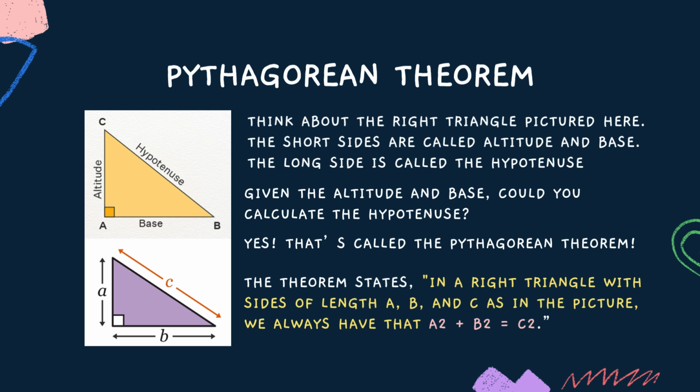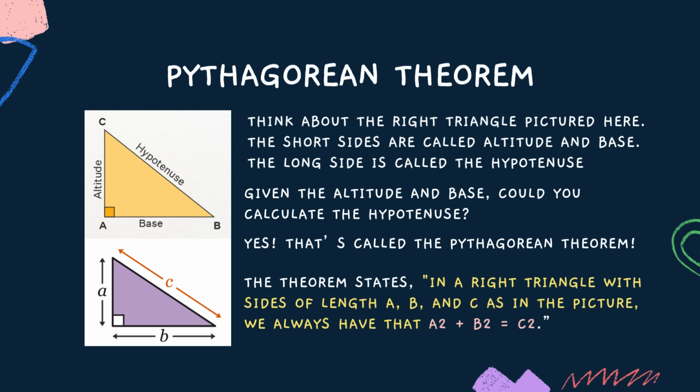The short side on the left is called the altitude, and the other short side on the bottom is called the base. The long side is called the hypotenuse. If you were given the altitude and the base, do you think you could calculate the length of the hypotenuse? Yes. That's exactly what the Pythagorean theorem is.